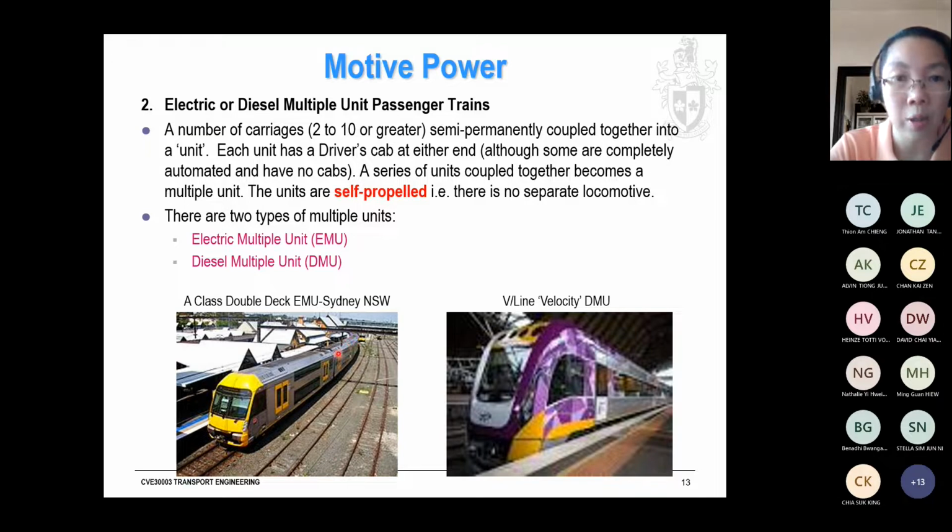And usually these are used for passenger trains, and you could split them. But these are semi-permanently coupled, meaning to say that when a few units are combined or coupled together, usually you don't break them off any further unless there is a change in the schedule for the passengers.